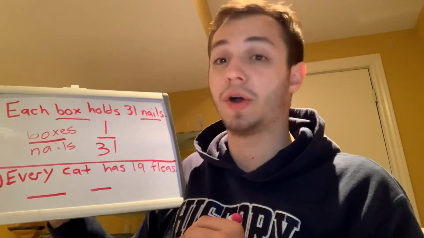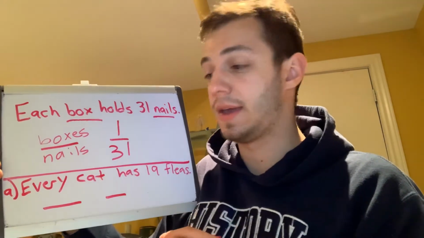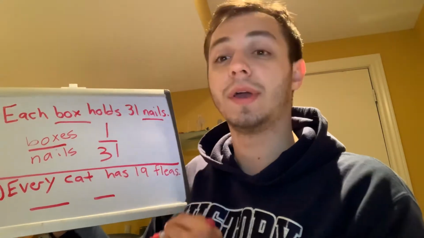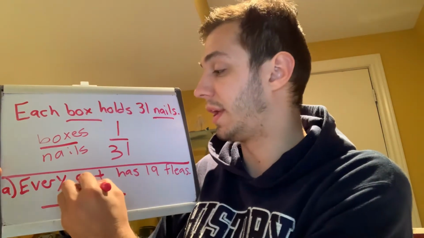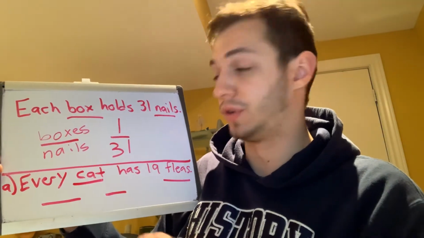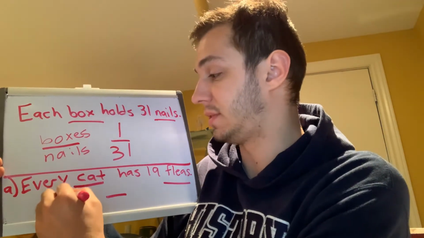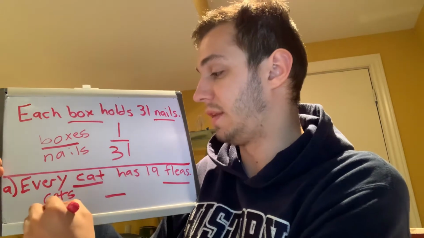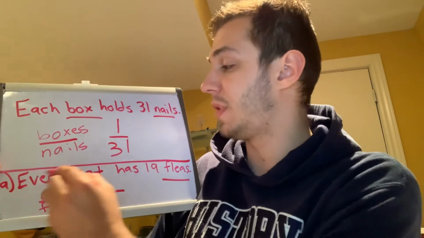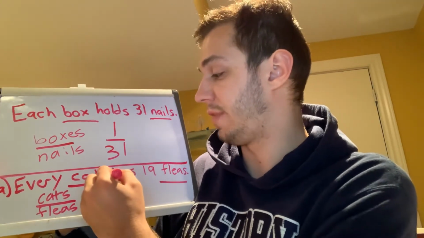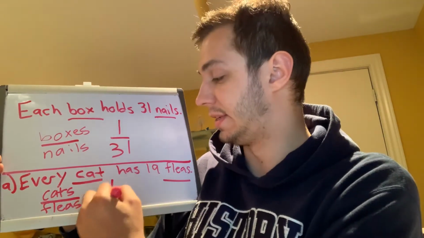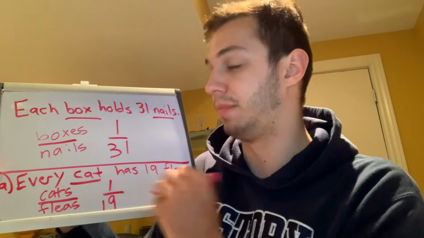Now let's look at part A. In part A, it tells us every cat has 19 fleas. So the two things we're comparing are cats and fleas. That's what we're going to write in our first blank: cats and fleas. Every one cat, so that's only one cat, has how many fleas? 19. So we're going to put the 19 in the blank.